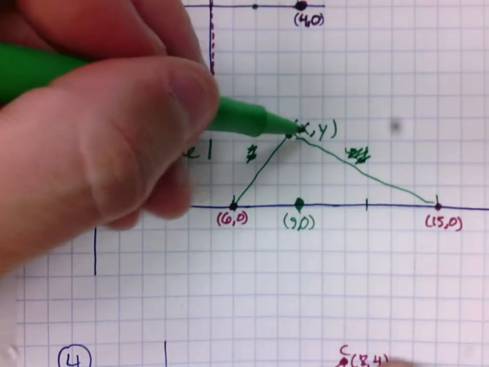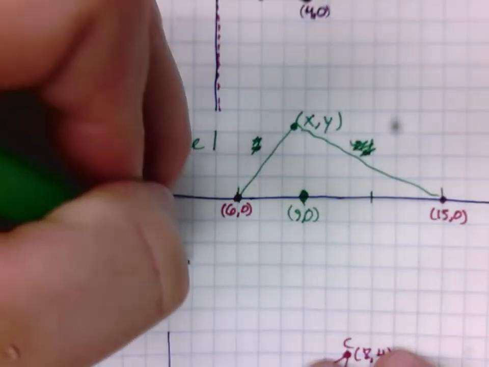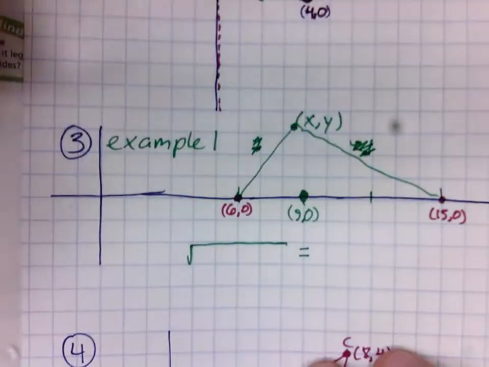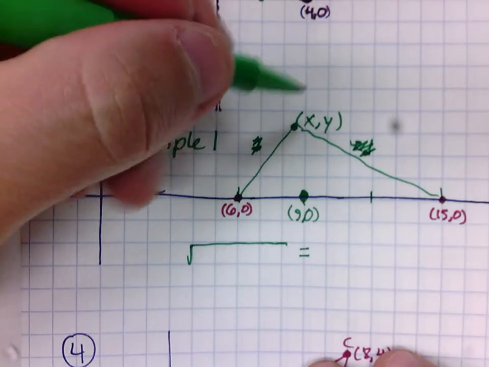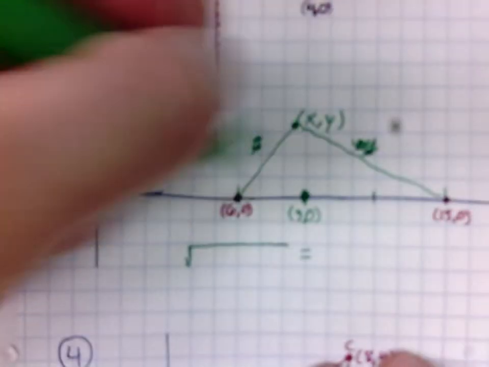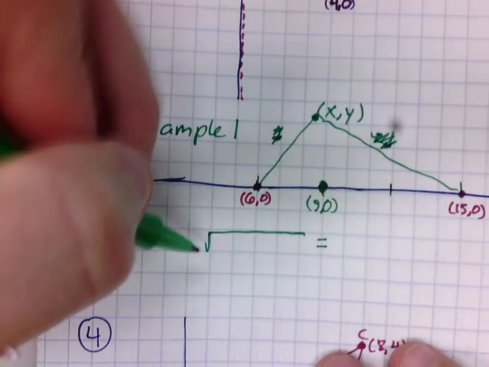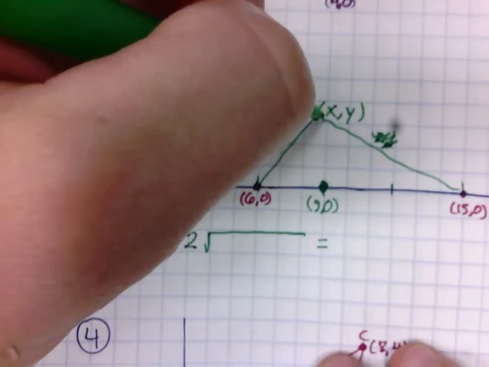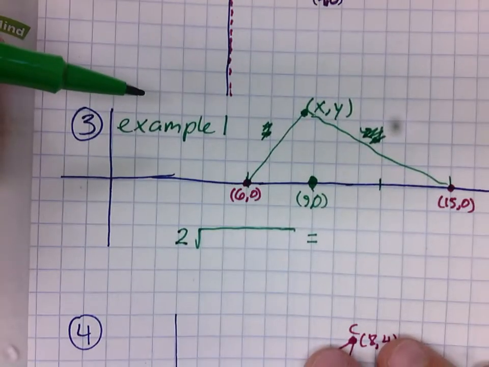So what's the distance from (x, y) to (6, 0)? It's the square root of blah, blah, blah. But we want that to be, in fact, actually, hold on. We want this one to be twice as much as this one, right? So actually, I should say 2 times this one equals that one, shouldn't I?